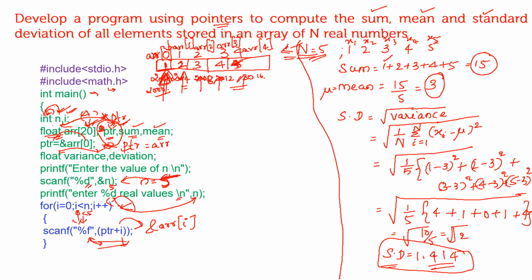So I hope you can understand this. Okay, so this is equivalent to, you don't have a star here because without star it will give the address value. Okay, now let's move on to the next slide.